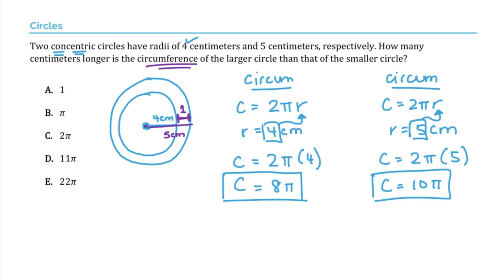Now the question asks, how many centimeters longer is the circumference of the larger one than the circumference of the smaller one? So it's basically asking us, 10 pi is how much bigger than 8 pi? Well, we can solve that by doing 10 pi minus 8 pi, right? What is the difference between those two circumferences? That tells us how much longer the circumference of the larger circle is compared to the smaller circle. 10 pi minus 8 pi is just 10 minus 8, which is 2 times pi. So 2 pi is going to be our answer, which is option C.